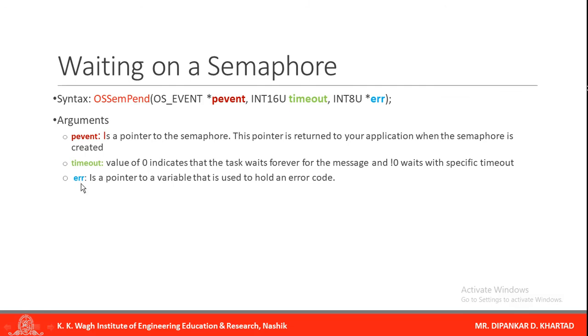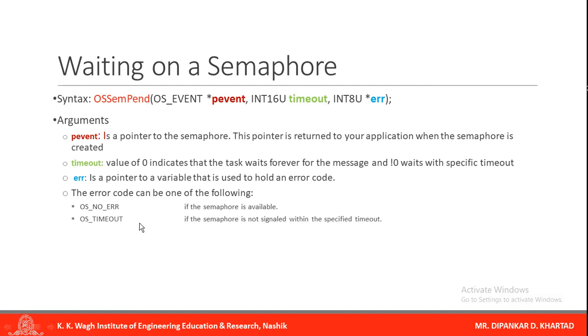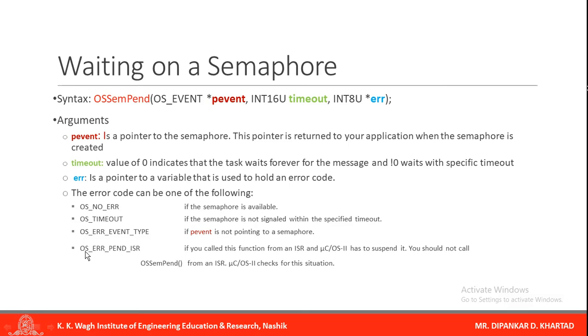And the third argument is error. The error code can be the following: again OS_ERR_NONE, OS_ERR_TIMEOUT if the semaphore is not signaled within the specified timeout, or OS_ERR_EVENT_TYPE if pevent is not pointing to a semaphore. OS_ERR_PEND_ISR: if you call this function from an ISR and uC/OS-II has to suspend it, this error will be generated. And OS_ERR_PEVENT_NULL if pevent is a null pointer.